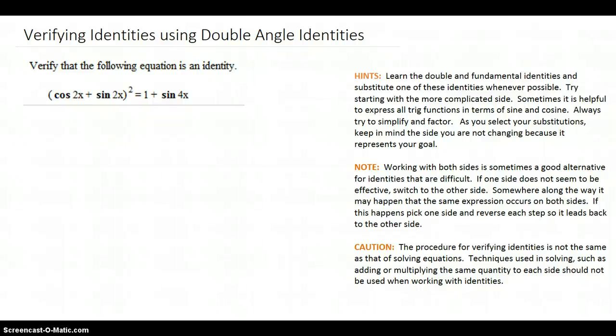Verifying identities using double angle identities. We're going to do the following homework problem. Verify the following equation is an identity. Notice how we're using double angles here.